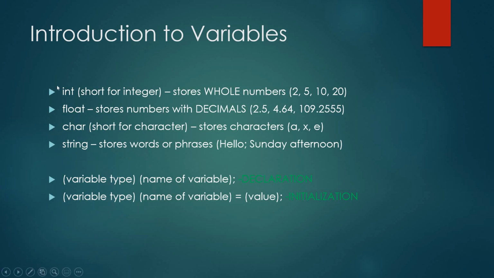So I listed out 4 really basic variable types, but we're going to focus on these first 2 right here, int and float. Int is short for integer, and int stores whole numbers. Whole numbers are 2, 5, 10, and 20, numbers that don't have decimals. It's just whole numbers. Float stores numbers with decimals, like 2.5 and 4.64 and 109.2555. Float's purpose is to store decimals. You need to distinguish that from int. It's very important. You don't want to be holding decimals with an int because that will not work.